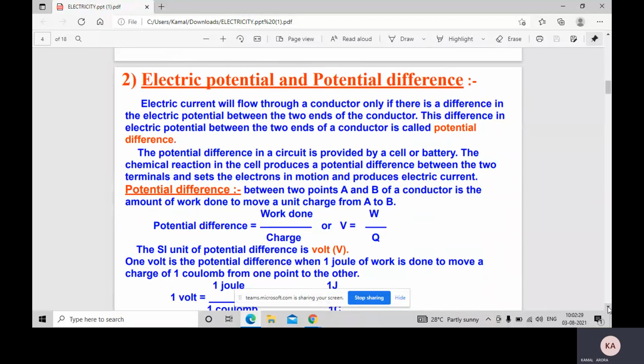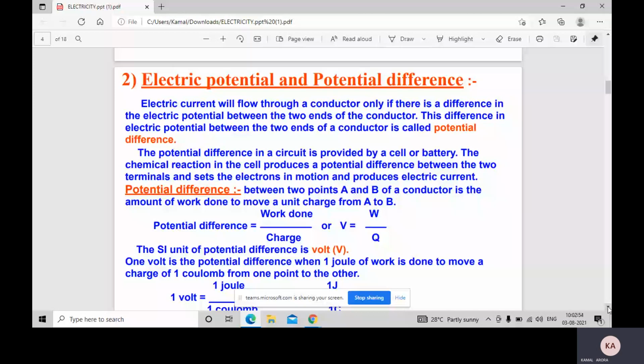Next, potential difference. Potential difference between 2 points means it is the amount of work done in bringing a unit test charge from one point to another within the electric field. So, therefore, we can say it is the amount of work done in bringing a unit test charge from one point to another within the electric field.